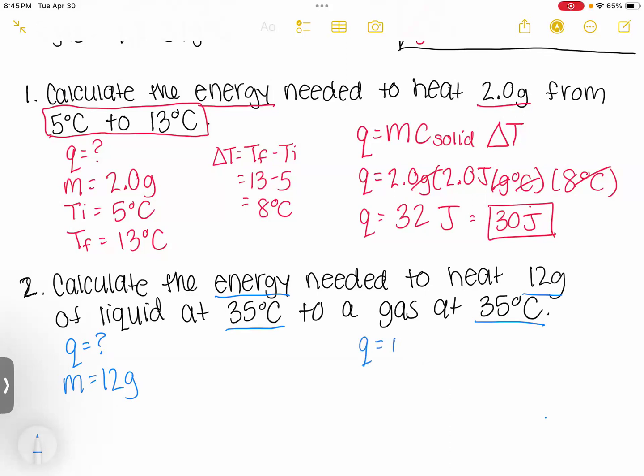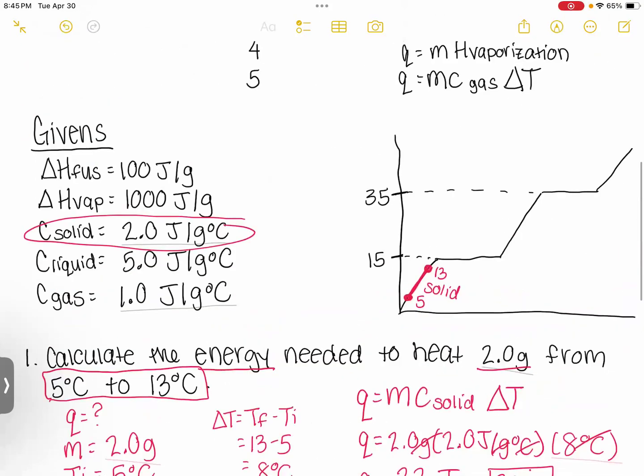So we have to use Q is equal to mass times either the heat of fusion or the heat of vaporization. The way that we figure that out is by finding these two temperatures on our heating curve and picking the appropriate variable based on where we're at. So going back to our heating curve, I'm going from a liquid at 35 degrees to a gas at 35 degrees.